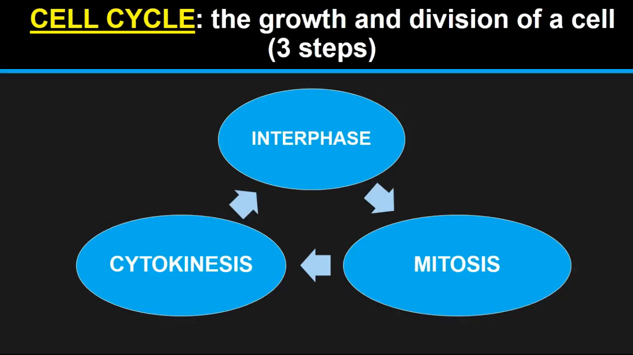And then before we talk about mitosis, we need to understand that mitosis is just one of the steps in a process called the cell cycle. The cell cycle is the growth and division of a cell. And there are 3 steps: interphase, mitosis, and cytokinesis.